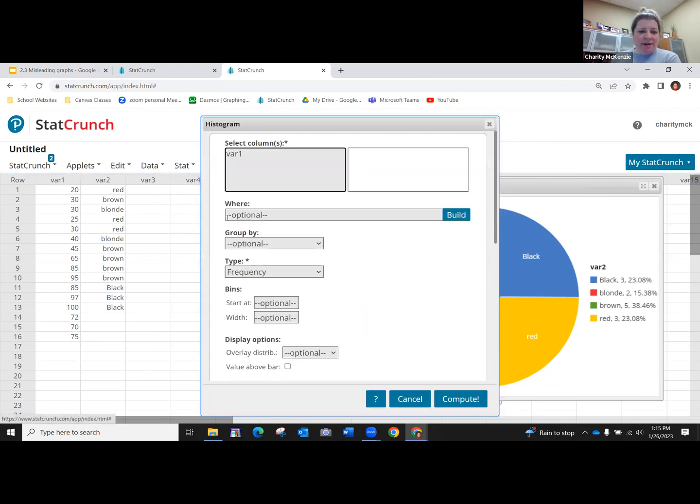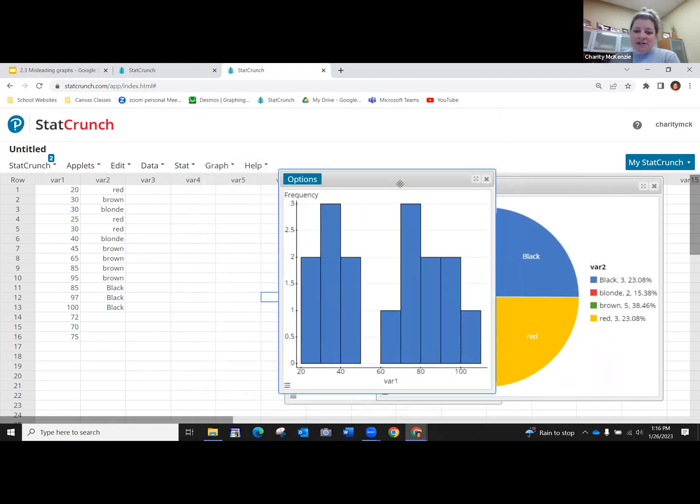Okay, so histogram we learned in the last one. So we would never do a histogram of category data. It only is one variable. It doesn't even let you pick the other one because it says, no, you can't do that. So here is a histogram.